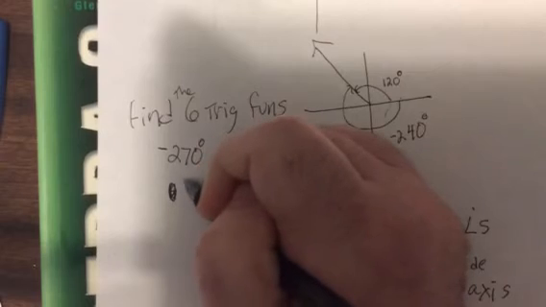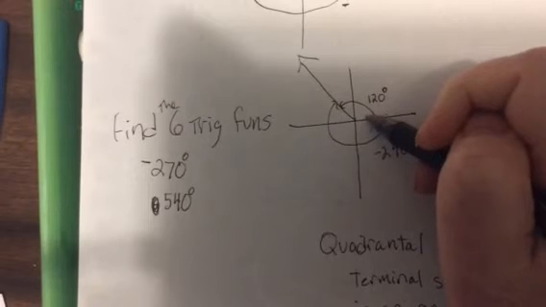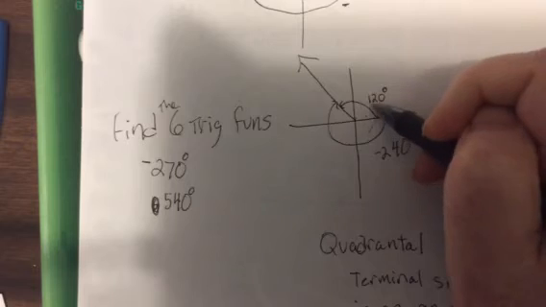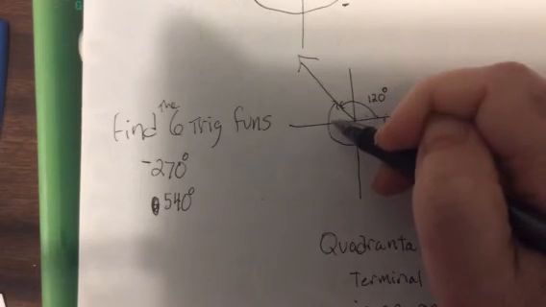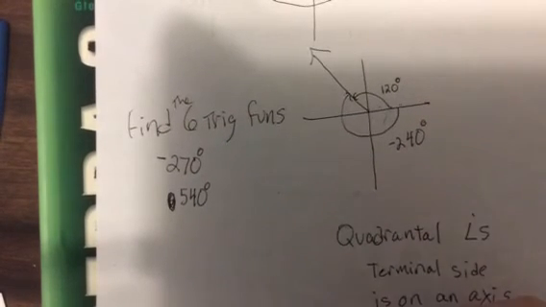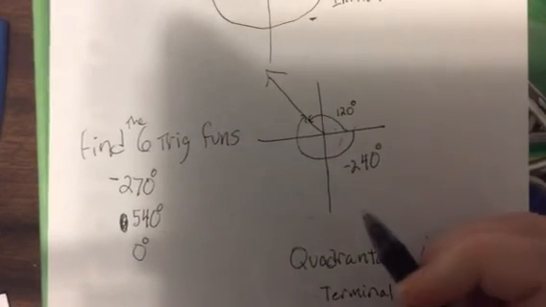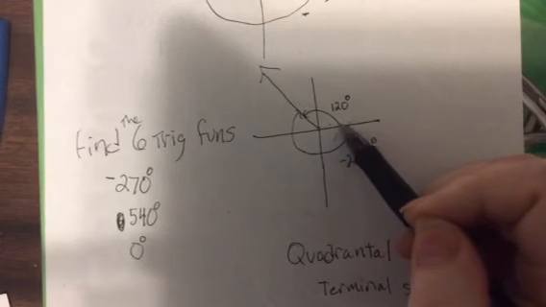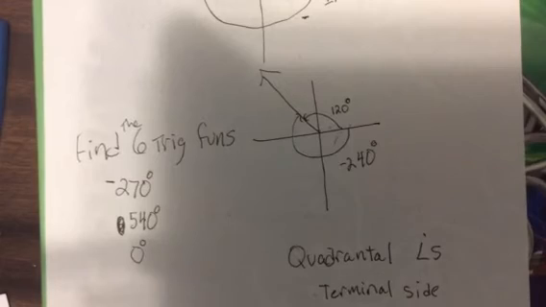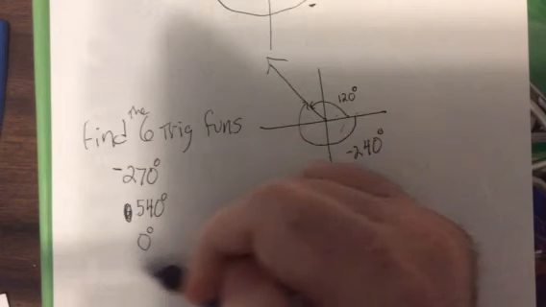Now let's do 540. Ooh, tricky. Let's see. Then 360, 450. Oh, I just gave you a hint. 540. And then do 0. Those 3. What would be 0 degrees? Let's see. I start here and I don't move at all. Oh, it's this axis right here. So it's always an axis when it's a quadrantal angle. So find the 6 trig functions of those 3 angles.